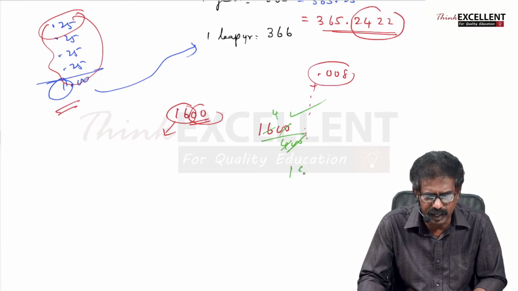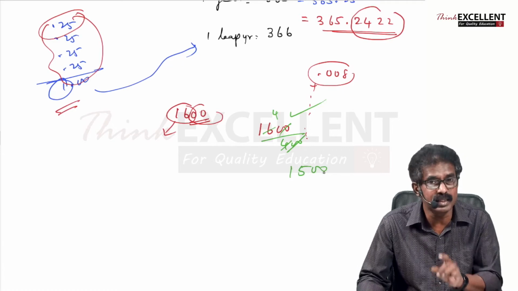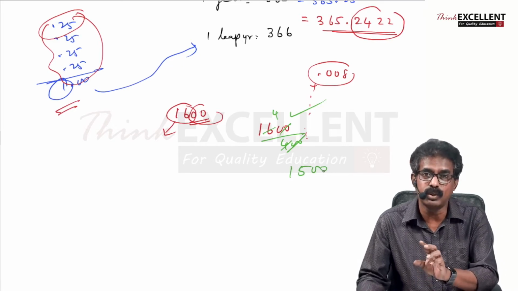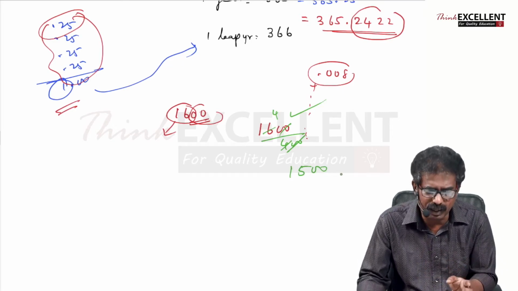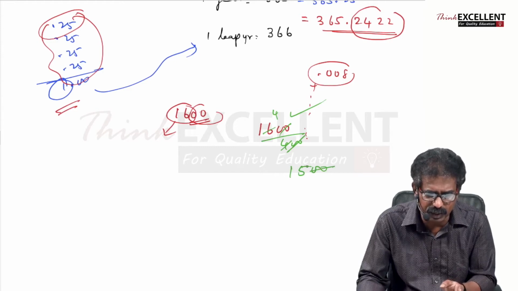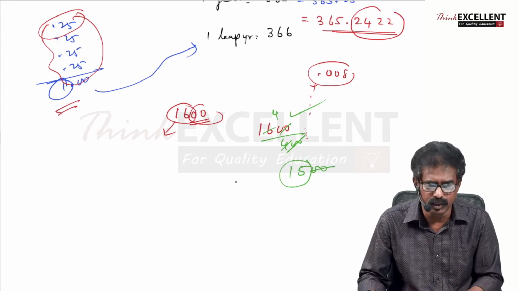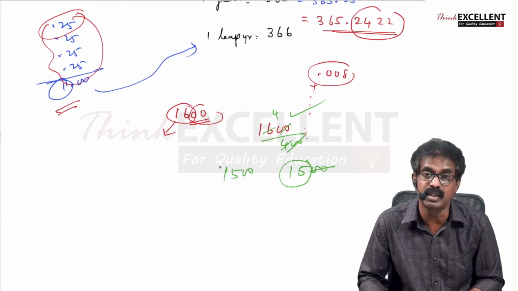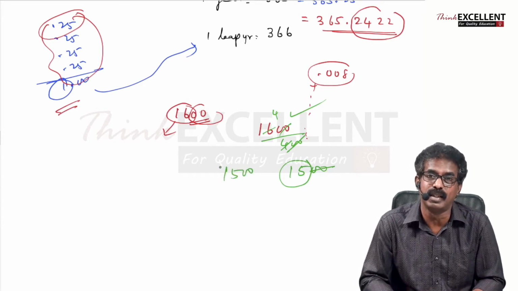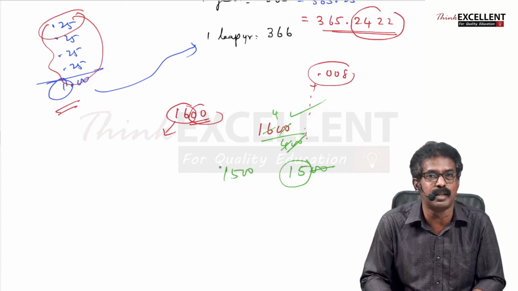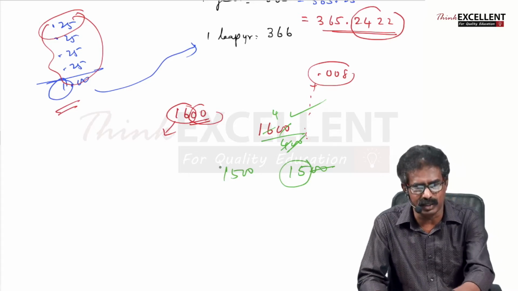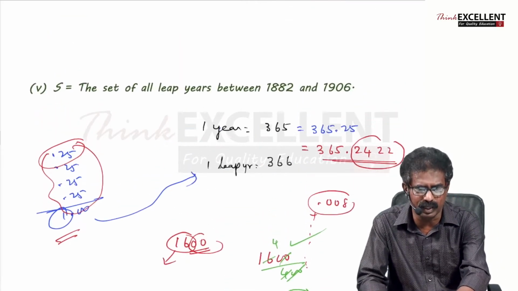See, 1500. Is it a leap year? It is a century year, so you check whether it is divisible by 400. Or the last 2 zeros you leave, and for the remaining you check whether it is divisible by 4. 15 is not divisible by 4. So 1500 is not a leap year. It is divisible by 4, but still it is not a leap year. So be very careful for century years. I think now we can go for the sum.